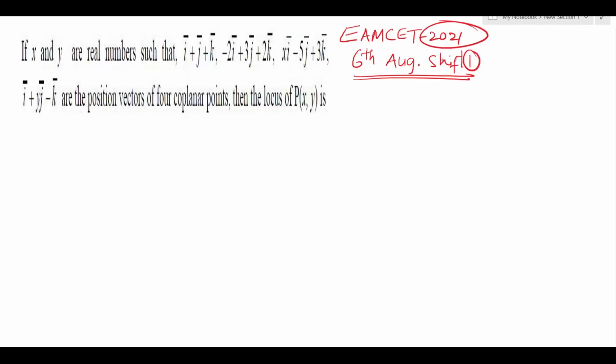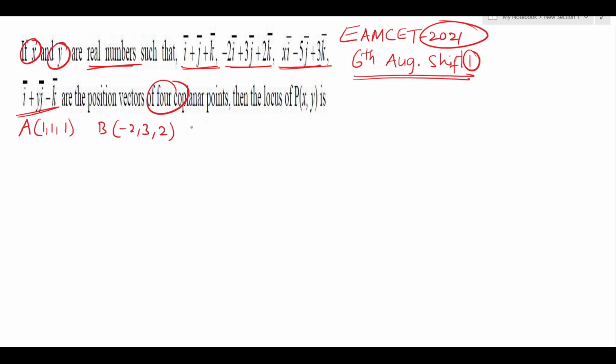This is Eamcet 2021 6th August shift 1 question. Here is given if x and y are real numbers such that i plus j plus k, minus 2i plus 3j plus 2k, xi minus 5j plus 3k, and i plus yj minus k are position vectors of 4 coplanar points, then the locus of P(x, y) is dash. Here is given first point capital A 1 1 1, and second point B is given minus 2 3 2, and third point C is x minus 5 3, and fourth point D, that is 1 comma y comma minus 1.